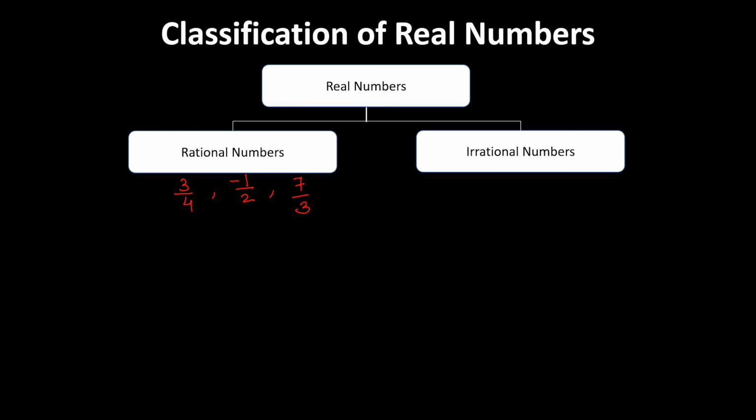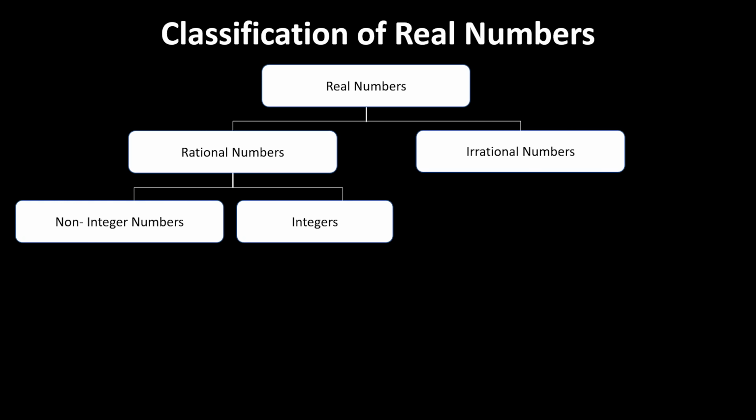And examples of irrational numbers are the numbers which cannot be written in the form of p by q, where denominator is not equal to 0. These kind of numbers are called irrational numbers. You cannot write them in the form of p by q. For example, root of all prime numbers. You can say root of 2, that is an irrational number. Root of 3, root of 5, or you can say pi. Pi is also an irrational number.